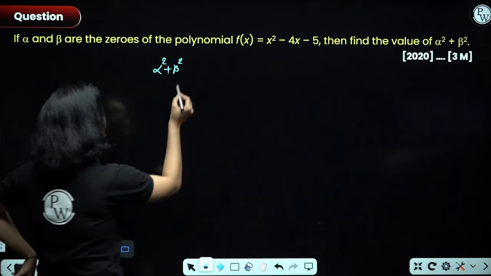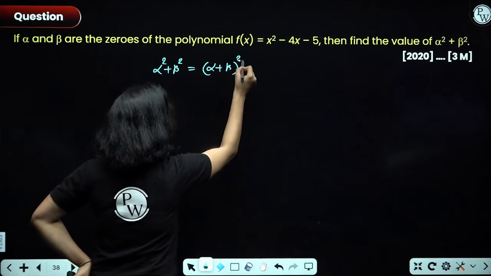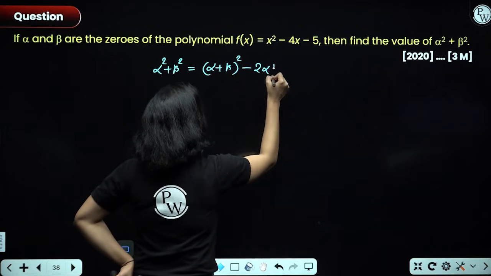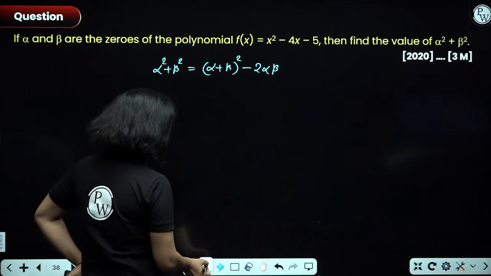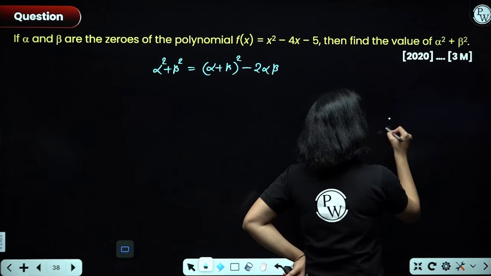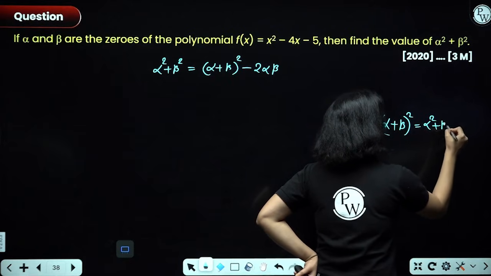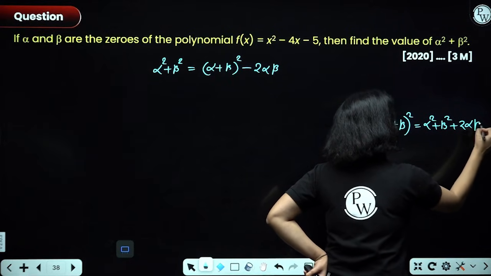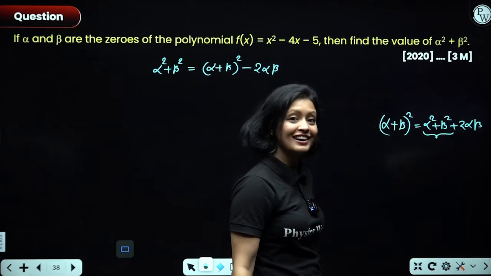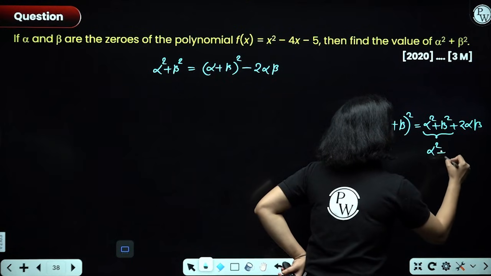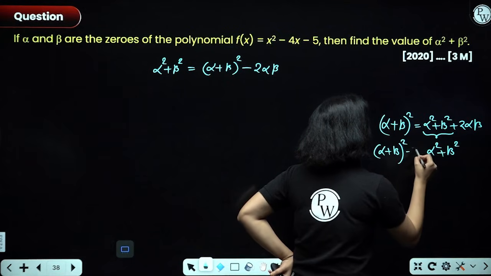Look, alpha square plus beta square is always equals to alpha plus beta whole square minus 2 alpha beta. You want to ask how? You can open this up. Alpha plus beta whole square is equals to what, everyone? Alpha square plus beta square plus 2 alpha beta. I hope you remember this identity, right? So from here, can you not figure out alpha square plus beta square? You will just take this 2 alpha beta on the other side. So alpha plus beta whole square minus 2 alpha beta.